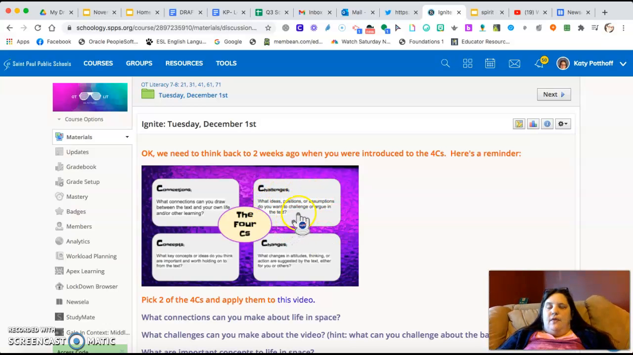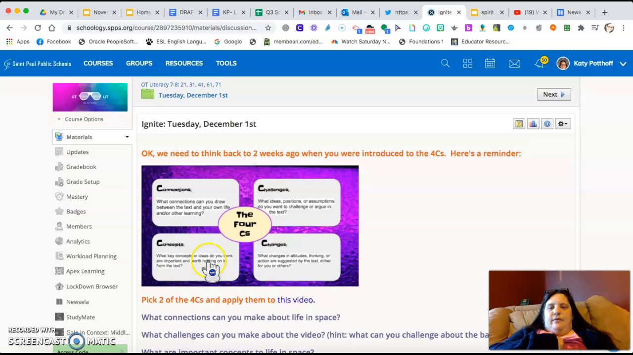Like, I don't agree with that. You're doing it wrong. That it shouldn't be like that. I have a different idea. Those are all those ways you can argue. You love to argue, right? You can argue with this.